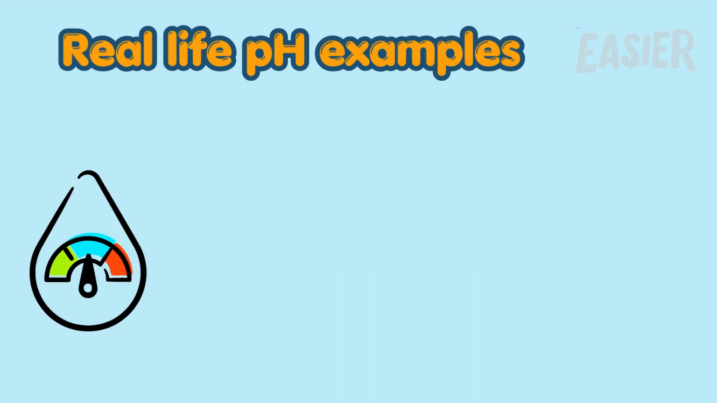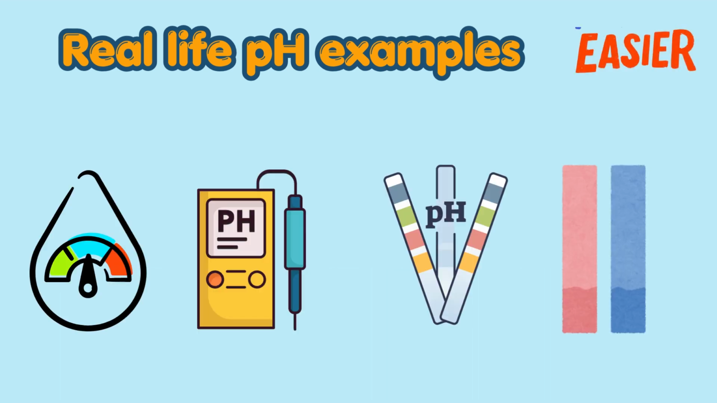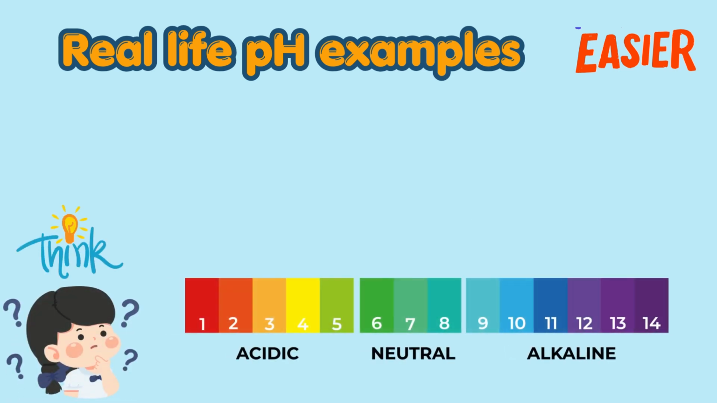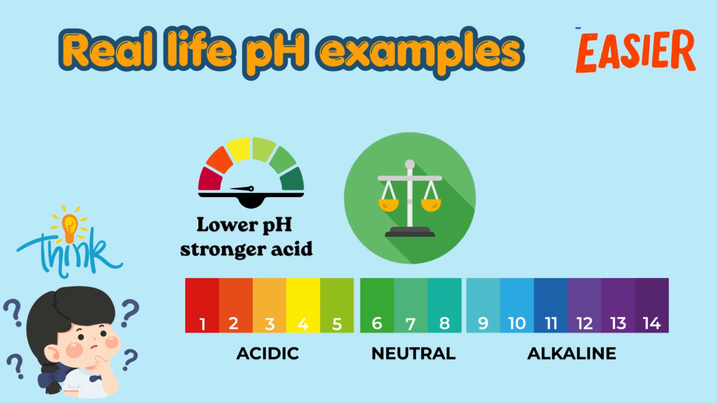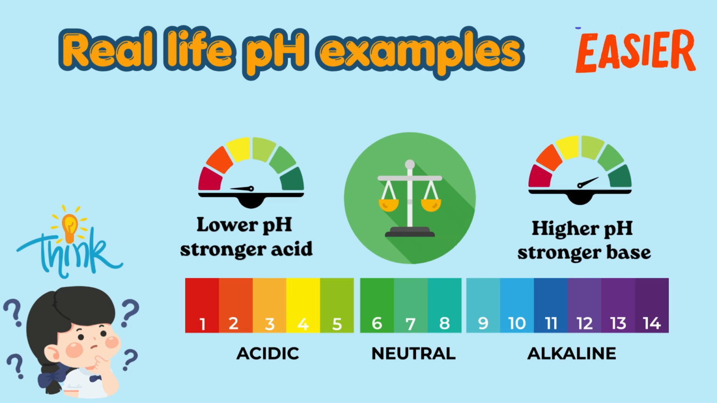Let's try to make it easier so that you can understand easily. Think of the pH scale like a balance game. The lower the number, the stronger the acid, and the higher the number, the stronger the base.